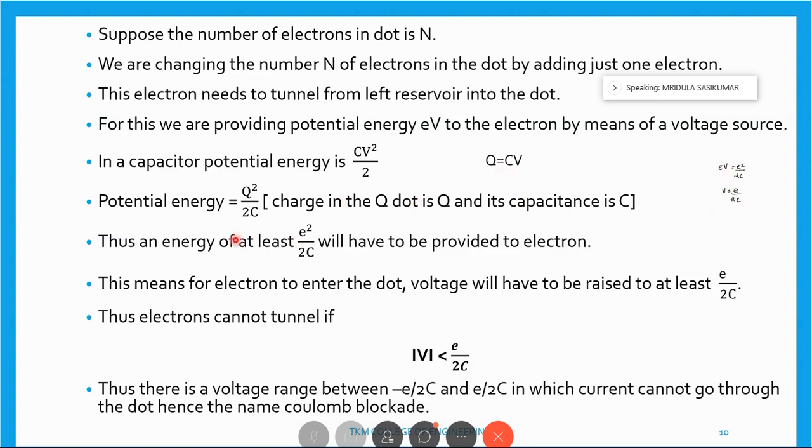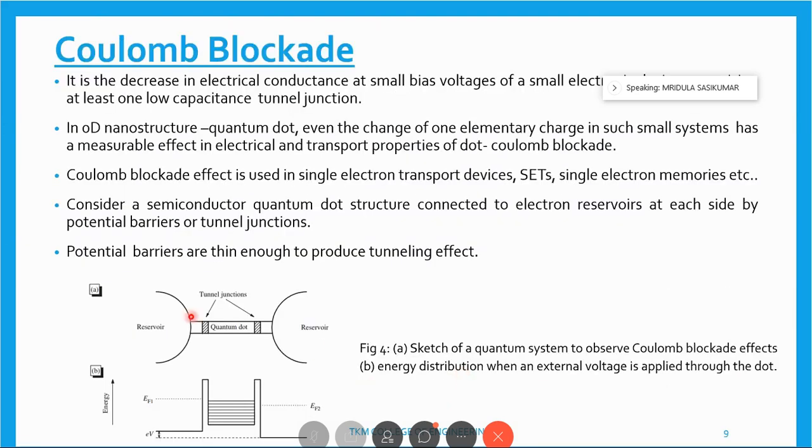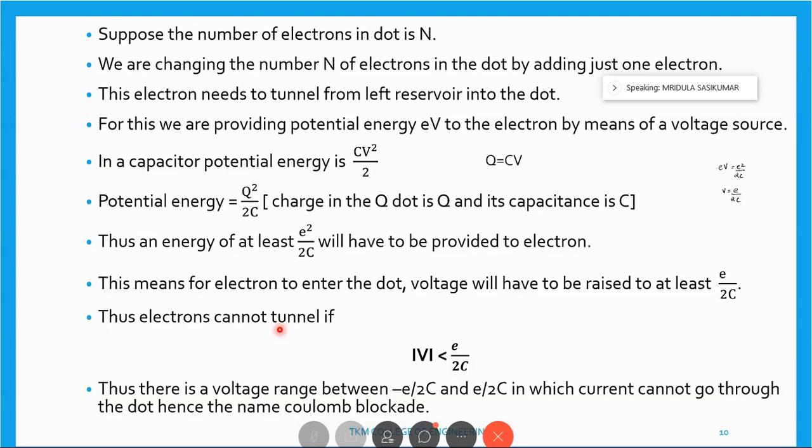I hope this section is clear. A capacitor will have a particular charge, which is Q square by 2C. Sorry, a quantum dot will have a potential energy, which is Q square by 2C. You are providing an electron to the quantum dot, so it should have the energy e square by 2C. That is a potential energy. So what will be the voltage? The voltage will be e by 2C. If the minimum voltage is V equal to or greater than e by 2C, then only the electrons can tunnel from the reservoir to the quantum dot. Suppose the voltage is lesser than e by 2C, then tunneling will not occur.